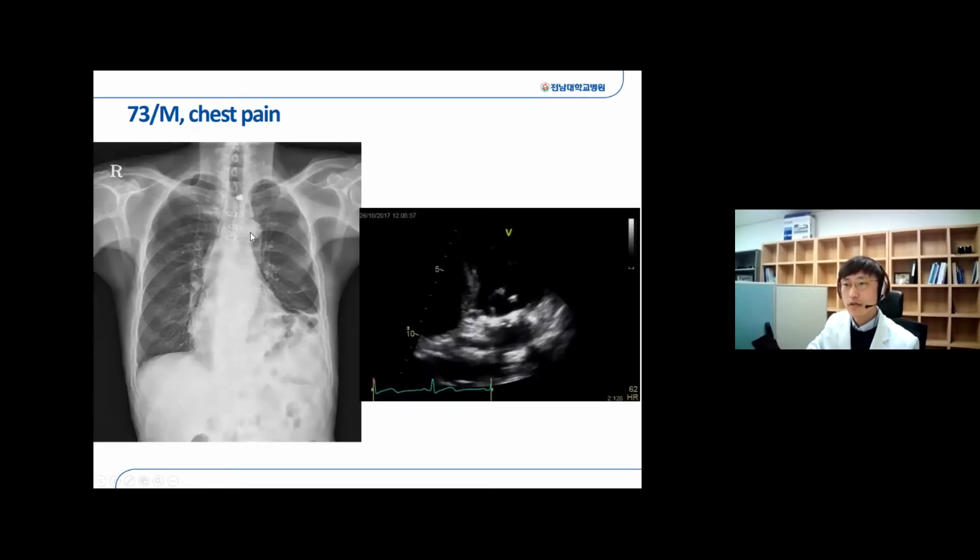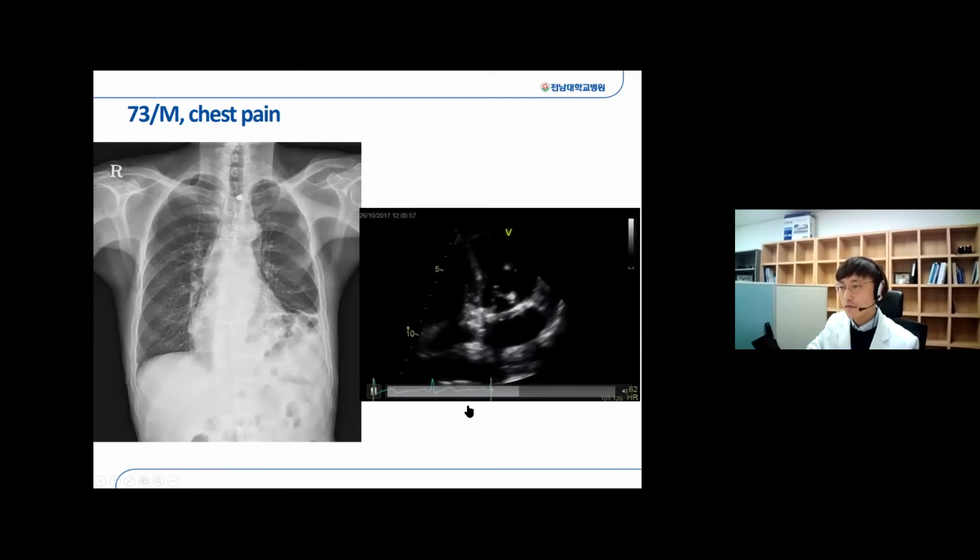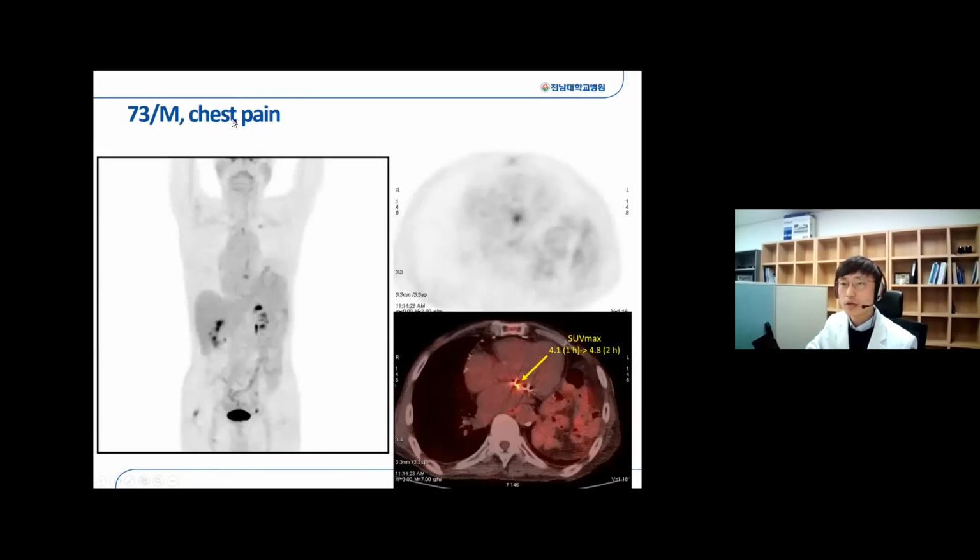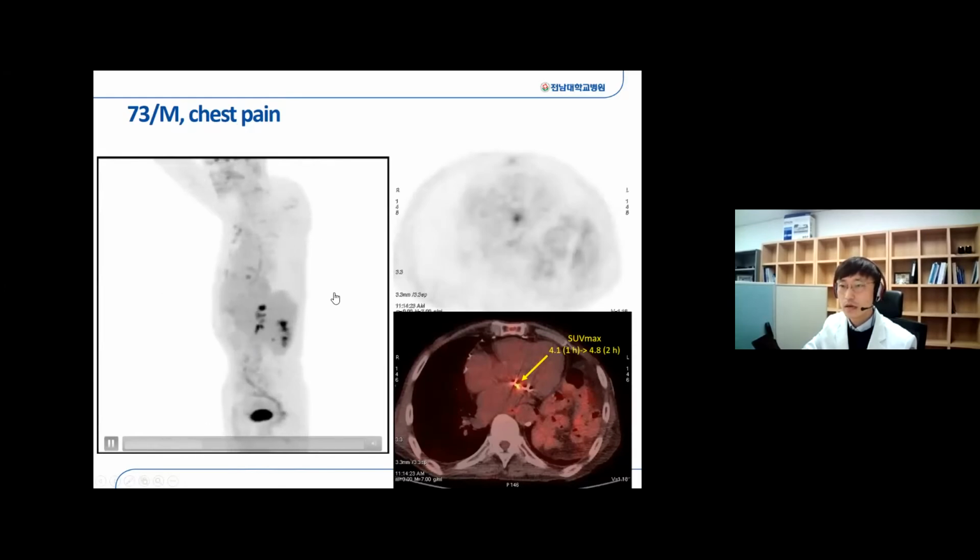Here on the chest X-ray, you can see that there is a prosthetic valve in the mitral valve, and there's the evidence of the sternotomy. On the 2D echocardiography, the valve vegetation was very equivocal, and here actually the oscillating mass comes up and goes away as the heart beats, but it was not even clear whether it was vegetation or not. So he was referred for F18 FDG PET, and this is the MIP images.